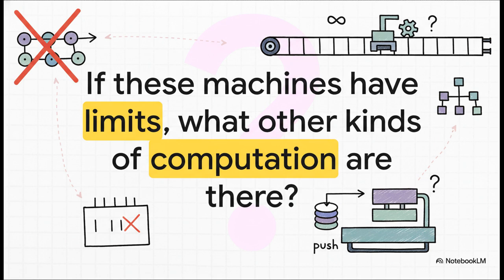If a finite automaton can't even handle something as simple as counting, what kind of machine can? What lies beyond these regular languages? Well, that's a story for another time. A story that involves things like push-down automata, context-free grammars, and the legendary Turing machine.